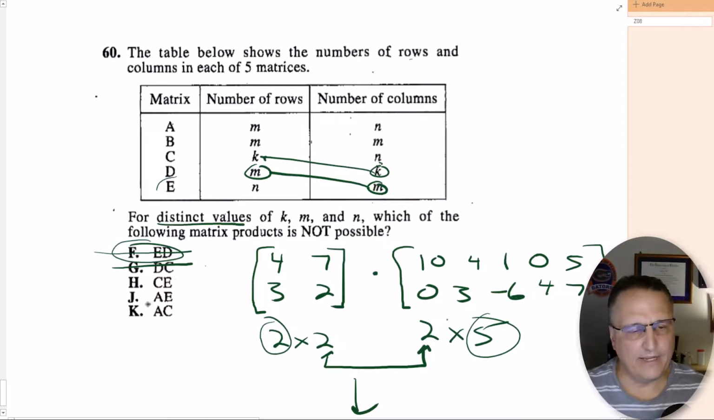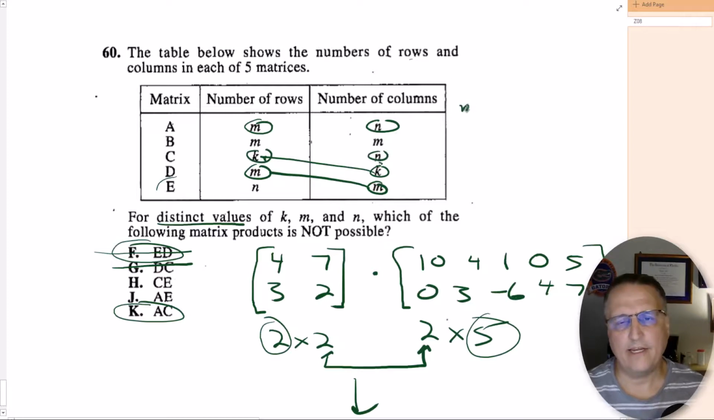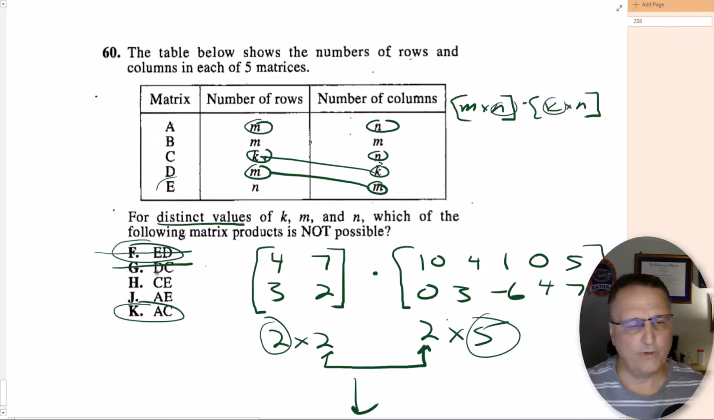It turns out that K is the one that will not work, because A is an M by N, and C is a K by N. I cannot take an M by N matrix and multiply that by a K by N, because these two do not match. And so my answer here ends up being K.